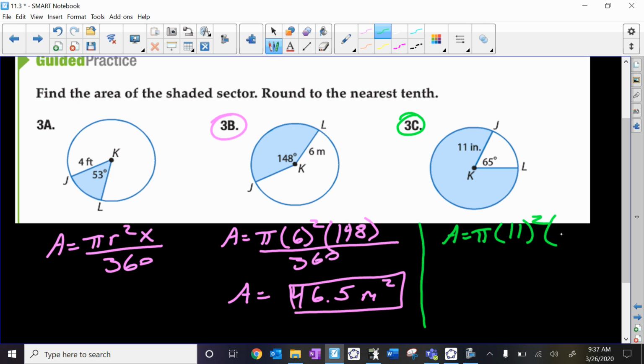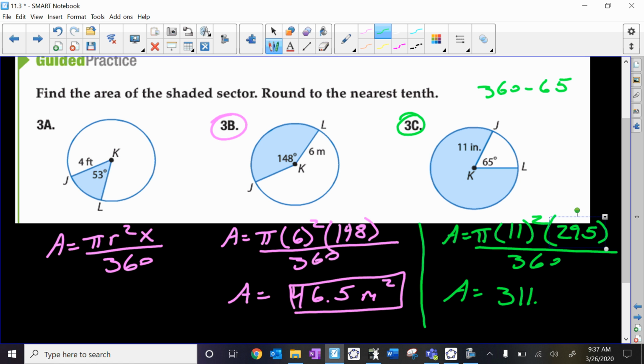So we need to take 360 minus 65, I'll write that up here, to get the angle measure that I want, which in this case is 295 degrees, all over 360, giving us an area of 311.5 inches squared.